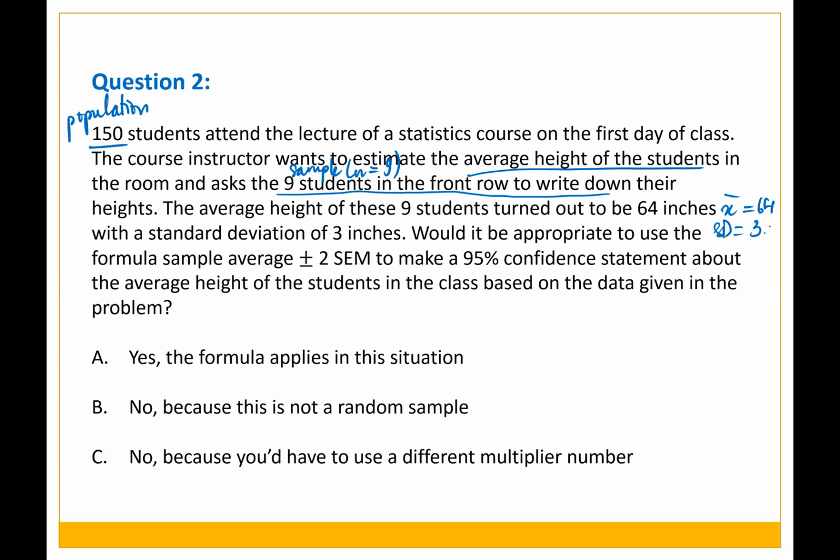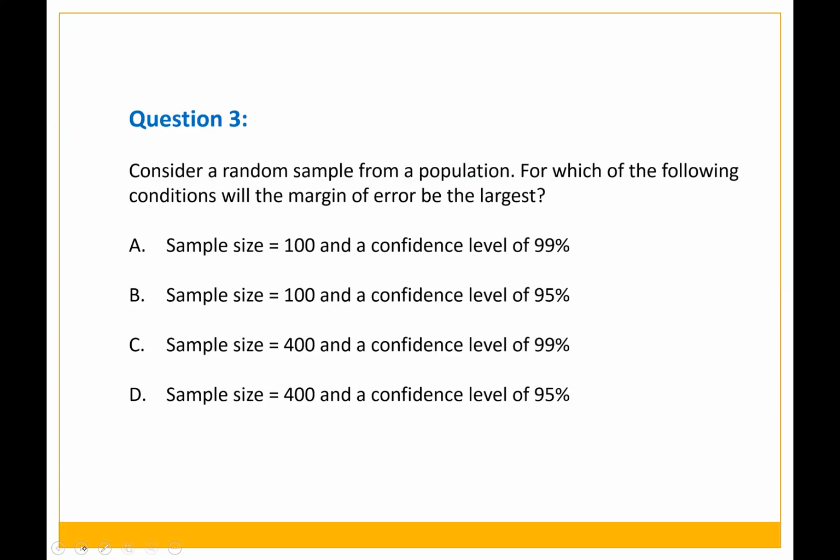And so with 9 students sitting at the front, it's not a random sample, and it's also not independent trials because most of them are related to one another by height because they're facing the same problems. And so the answer for this is that this is not appropriate because this is not a random sample. And so that is question 2. The answer is B. C is partially right, that you have to use a different multiplier number, but it's only when the normal approximation applies. Here it doesn't even. So let's go to the third question.